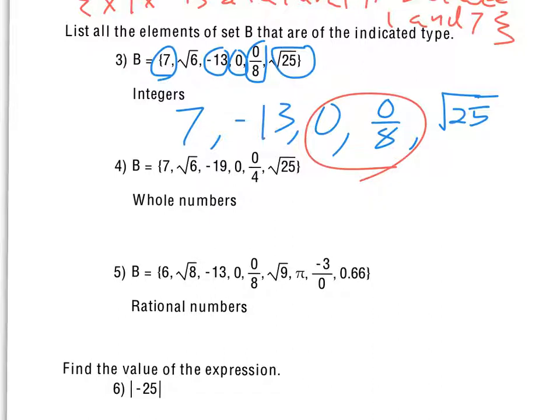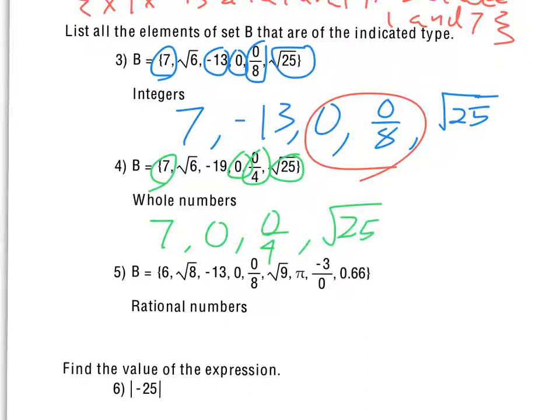Let's see, the next one we're looking at whole numbers. So 7, square root of 6 and -19 are not whole. 0 and 0 over 4 are, and so is the square root of 25. So if I were to write those out, again, it may seem funny, but I would have 0 and 0 over 4.